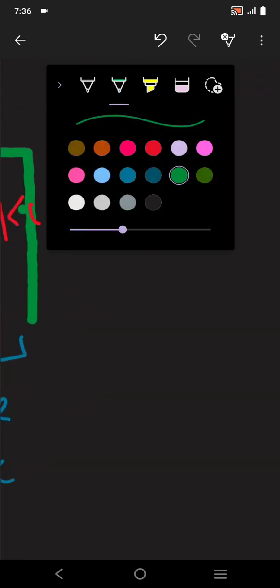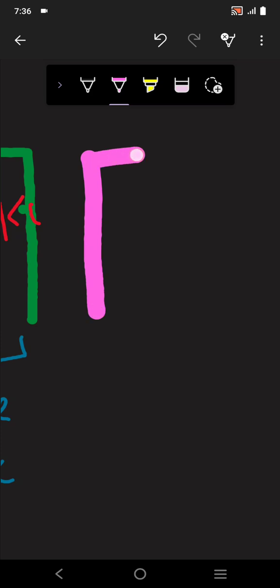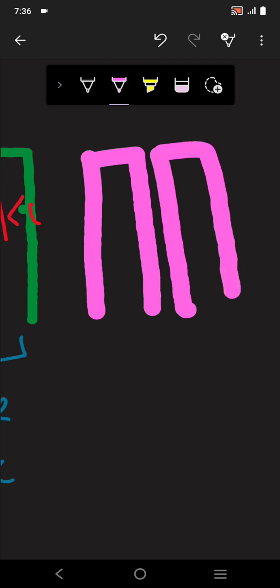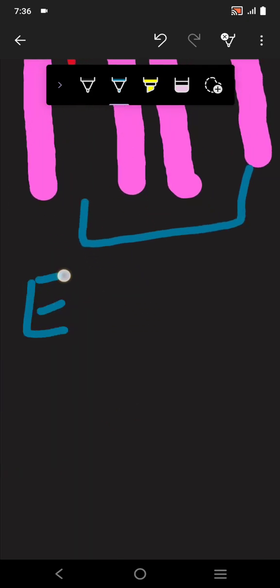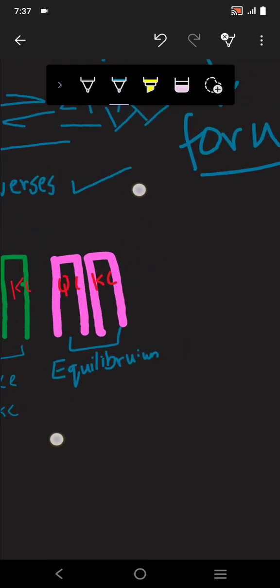Now in this situation, if Qc and Kc are equal, that will be the equilibrium condition.